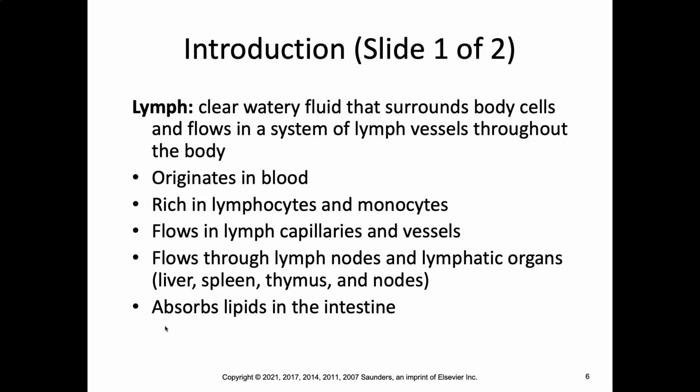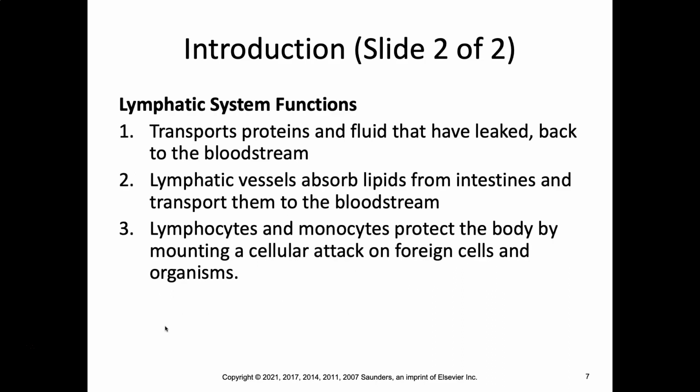Lymph fluid originates in blood. It is rich in those lymphocytes and monocytes. It flows through lymph capillaries and vessels, lymph nodes, lymphatic organs. Your lymphatic organs, and you need to make sure you know this, are your liver, spleen, thymus, and lymph nodes. So again, you need to make sure that that's something you study up. And lymph absorbs lipids in the intestine as well.